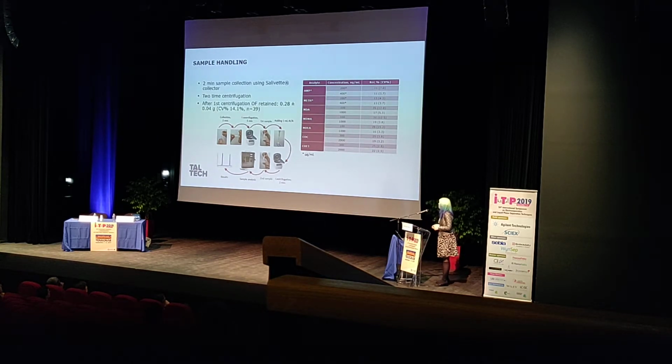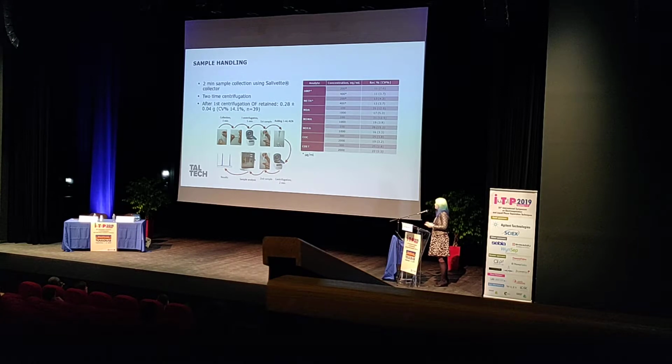So, the sample handling. The oral fluid collection is a big, important step because when you're under the influence of drugs, you might have the dry mouth effect. Therefore, the option of just spitting in a cup might not be available. For this research, we were using Salivette collectors, which are cotton swabs that the person just puts in their mouth for 2 minutes, after which the cotton swab was centrifuged. After the first centrifugation, the oral fluid retained in the cotton swab was around 0.28 grams, meaning that the amount was fixed. The quantification was possible in oral fluid.